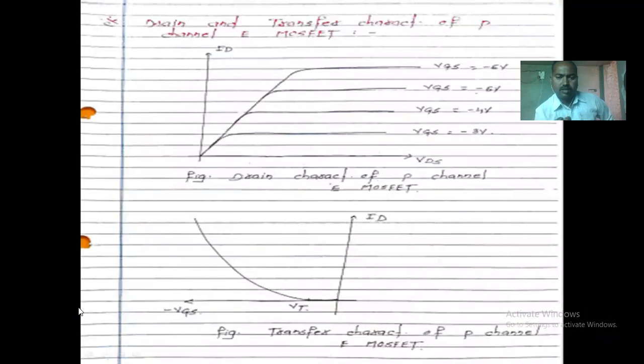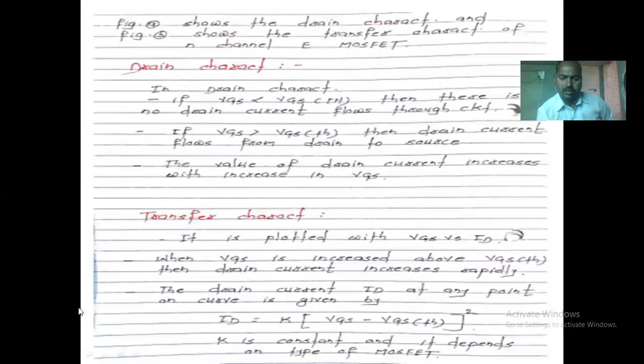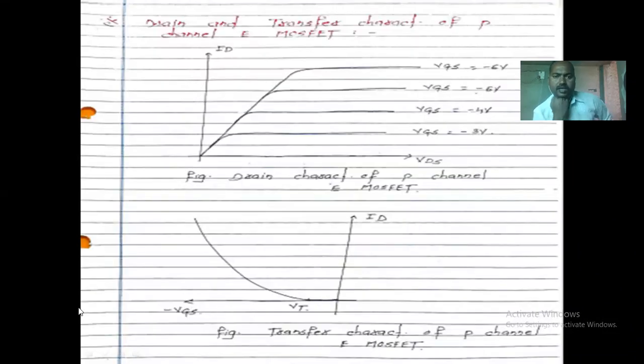I will again explain the drain and transfer characteristics of the P channel MOSFET. We know that in case of P channel, whatever voltage is applied across gate to source should be exactly opposite to that of N channel. Why exactly opposite? The reason behind it is applying the VGS.